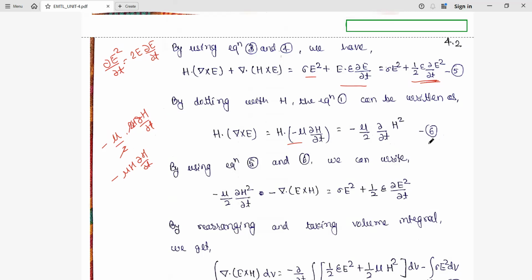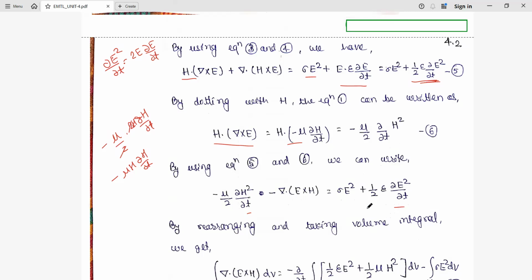So this is equation 6. Now again, a similar situation we are going to use here. So now we have equations 5 and 6. Here we got the value of H dot del cross E. So in equation 5, the LHS first term will be replaced by this equation 6 RHS. So we have minus mu by 2 dou H square by dou T minus del dot E cross H equal to sigma E square plus 1 by 2 epsilon dou E square by dou T.